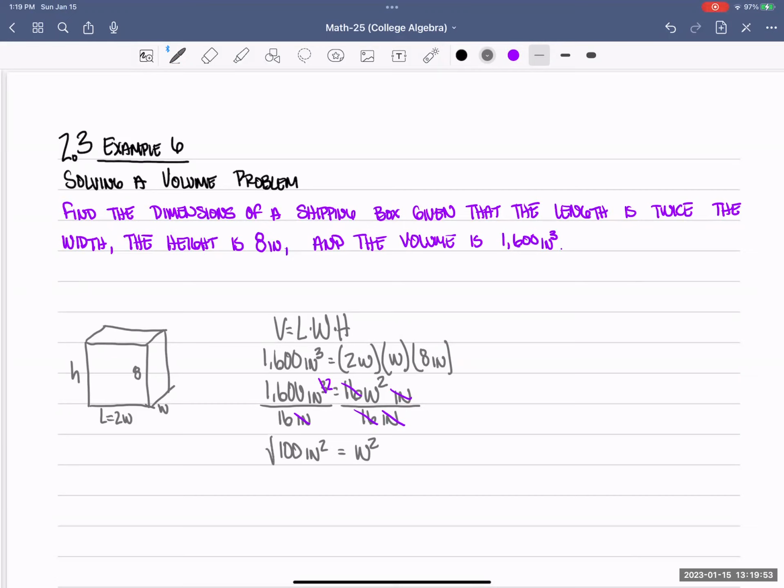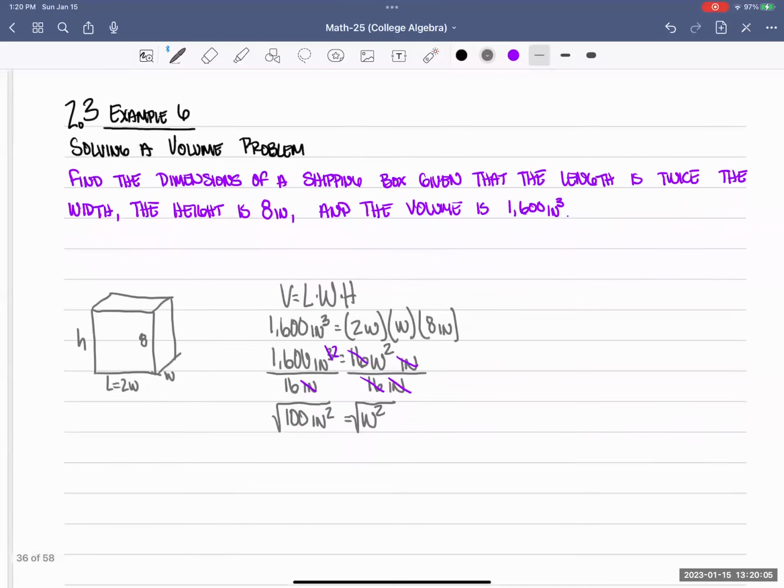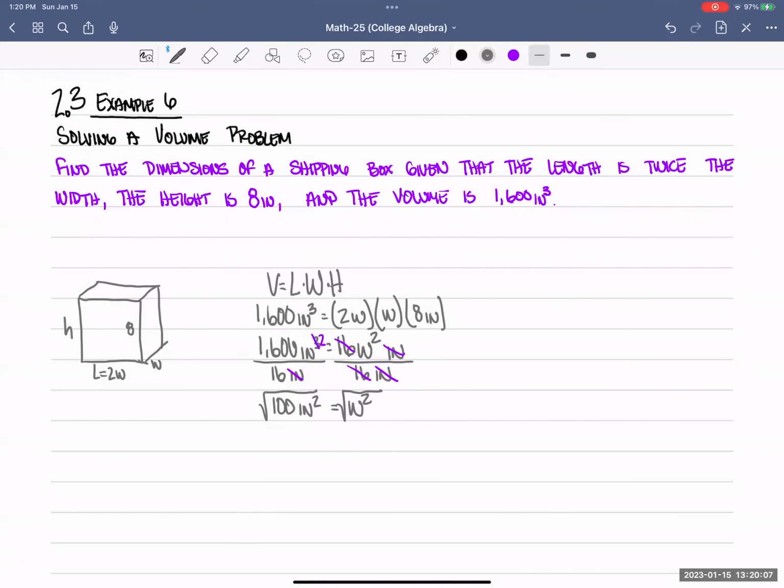So taking the square root of both sides, notice that everything works out perfectly. When we take the square root, the inches single out, so we're just left with 1 unit of inches. Square root of 100 is 10. Square root of inches squared is inches. And we're left with width on the right side.